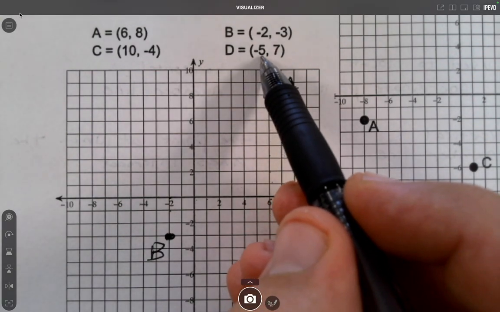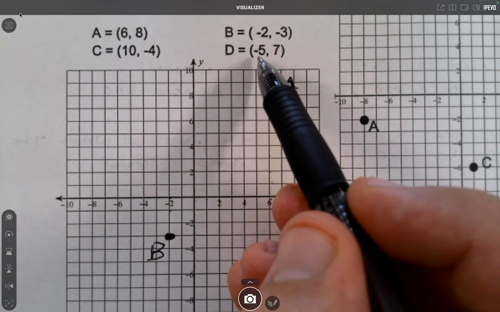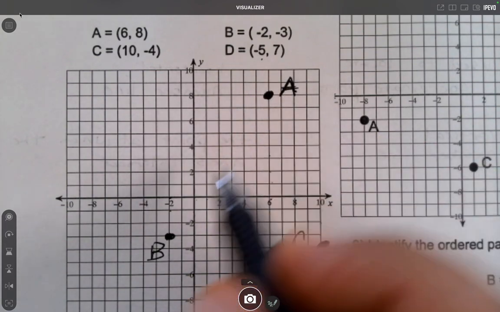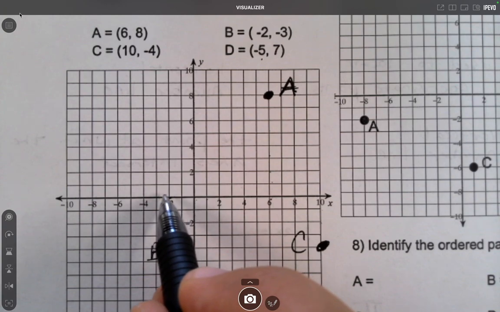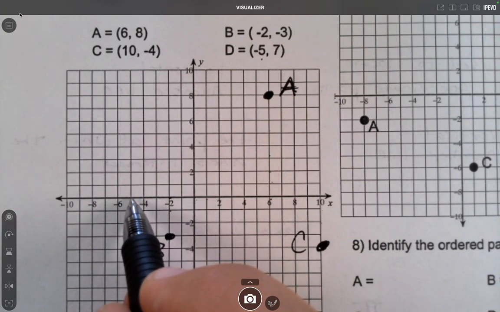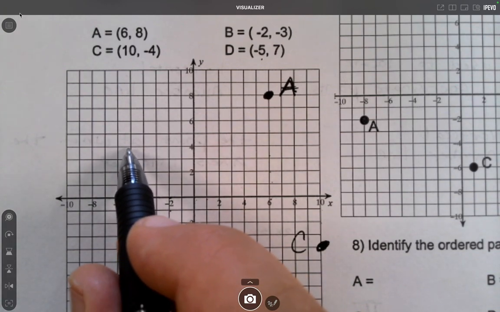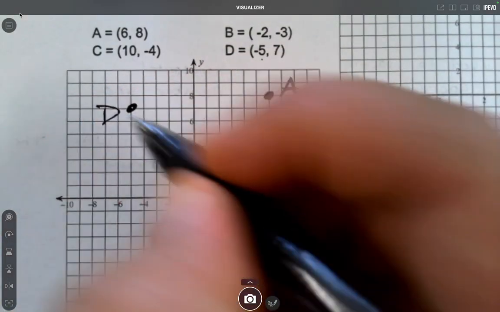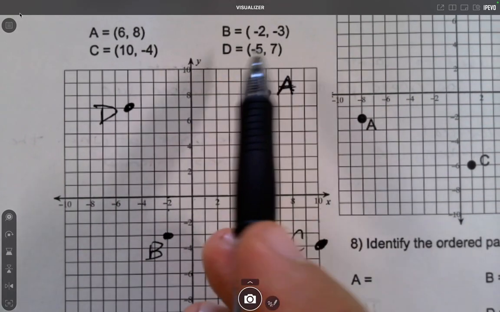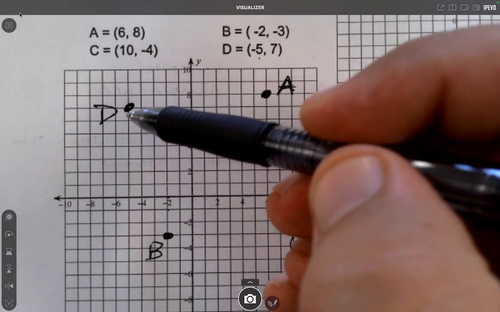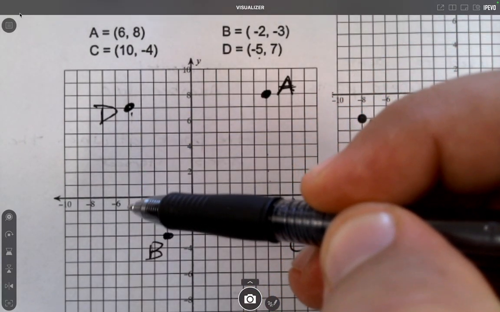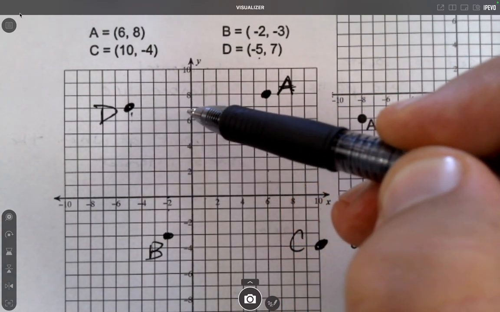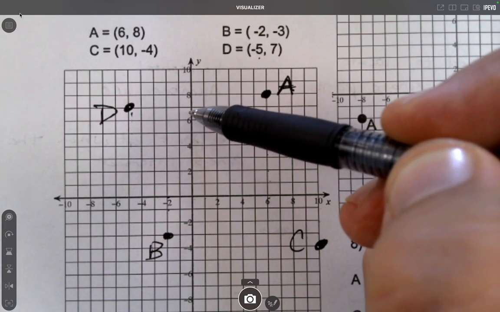D tells us to go left 5 because it's negative, so we go to the left 5, and because it's positive, go up 7. So we go left 1, 2, 3, 4, 5, go up 1, 2, 3, 4, 5, 6, 7. And one thing I haven't pointed out yet, you can always see these numbers are aligned on the number line. So look down here, that has to be negative 5 because it's between negative 6 and negative 4. This has to be 7 because it's right in between 6 and 8.